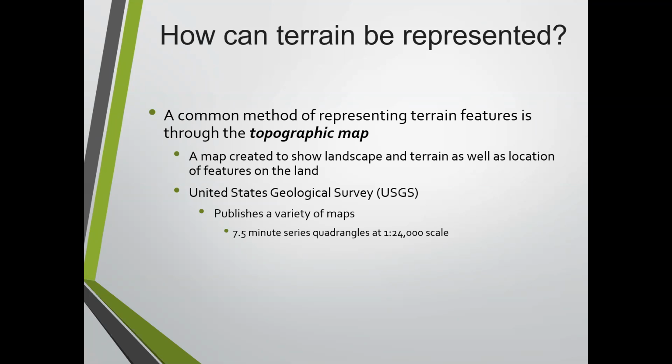But their primary tool was the 7.5 minute series quadrangle that was a 1 to 24,000 scale. The 7.5 minute refers to 7.5 minutes of latitude by 7.5 minutes of longitude. If you've ever seen these, they're quite big sheets, but they're not exact rectangles because of where you are in relation to the Earth. The more you go north, the more elongated they get.